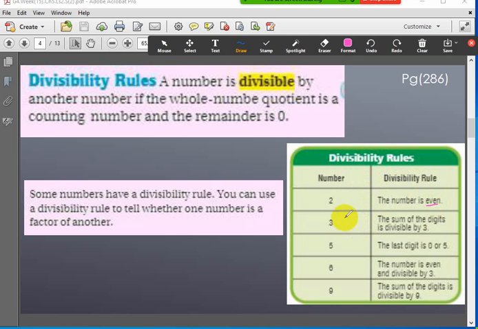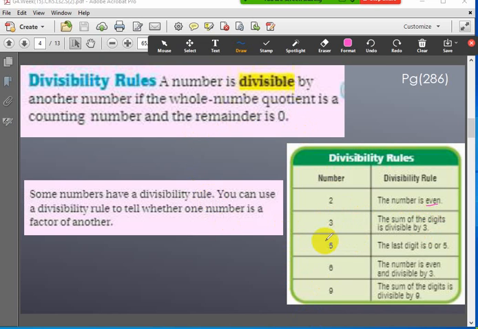Now, to know if this number is divisible by 3, the sum of the digits must be divisible by 3. That means I have to add the ones, the tens, if I have hundreds, I have to add all the numbers. If the sum is able to divide by 3, that means this number is able to divide by 3. And 3 is a factor for this number.